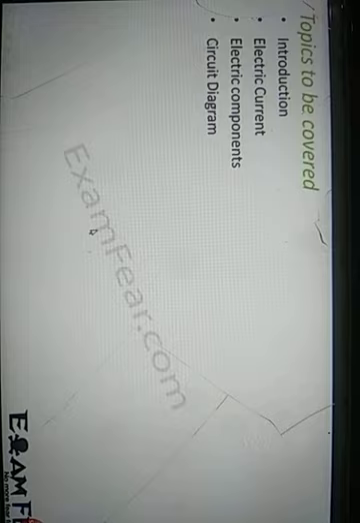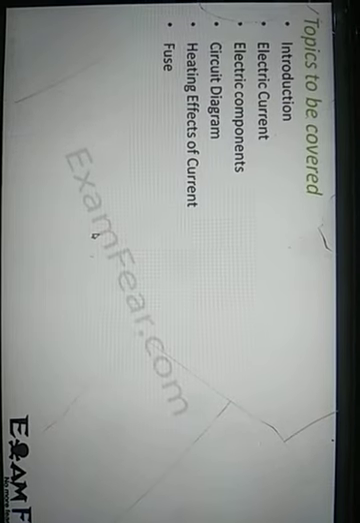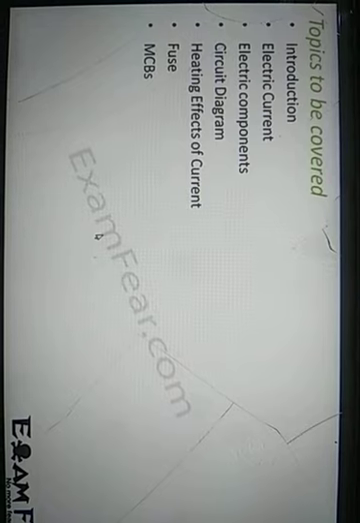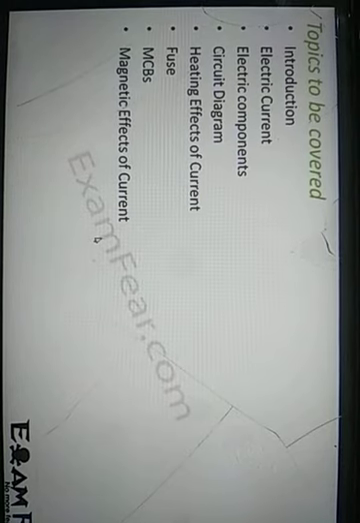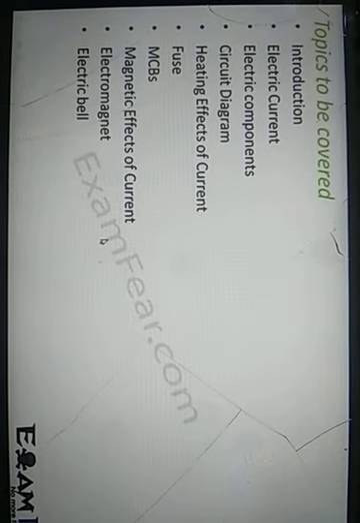So, today we're gonna start our next chapter, that is electric current. And these are the topics which we discuss in this chapter: electric current, the components of electric current, circuit diagram, heating effect of electric current, fuse, MCB, magnetic effect of electric current and all. Fuse and electric bell also.